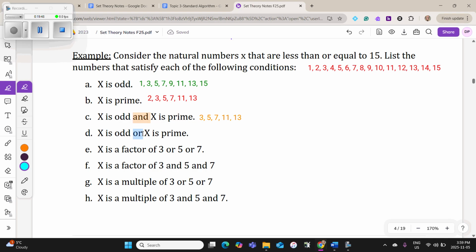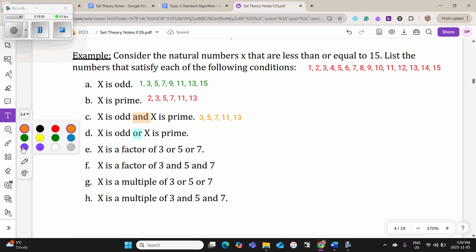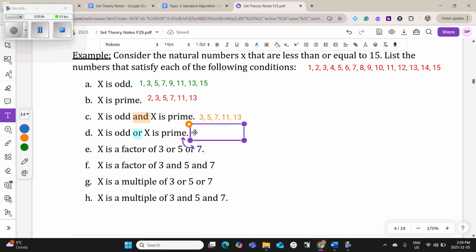So the next one says x is odd or x is prime. Now we combine both of those lists because 1 is odd, so it goes on my list. 2 is prime, so it goes on my list. 3, 5, 7, 9, make sure I don't miss any, 11, 13, and 15. So it's essentially taking both of my lists and smushing them into one list.